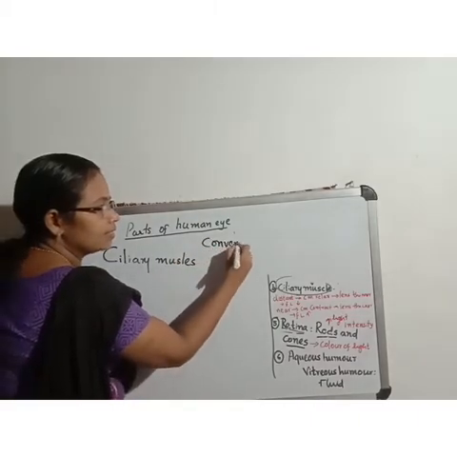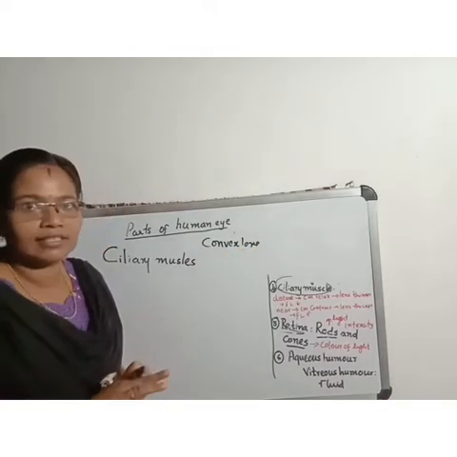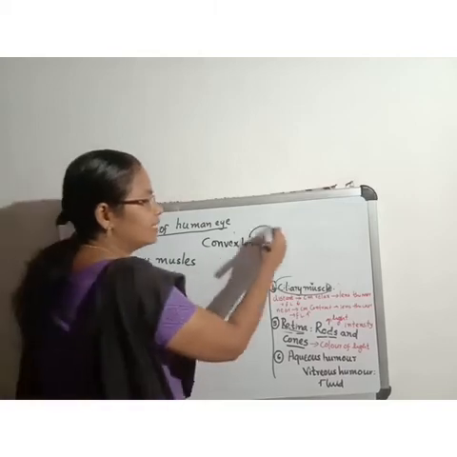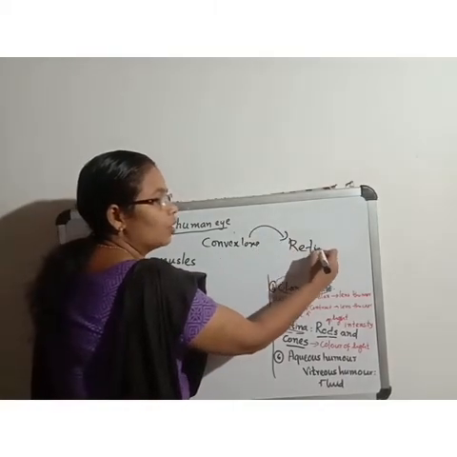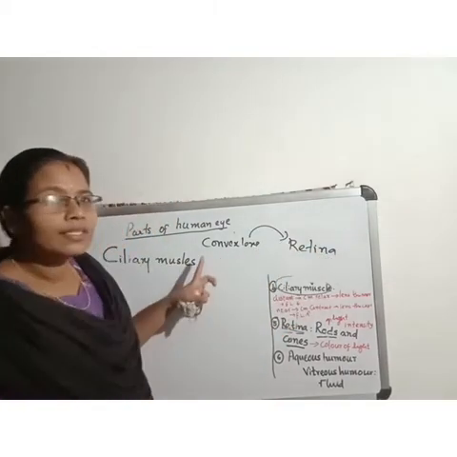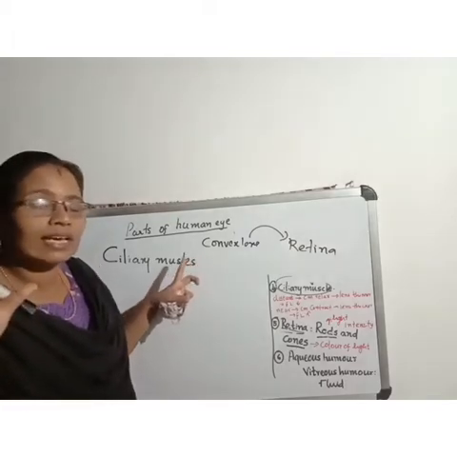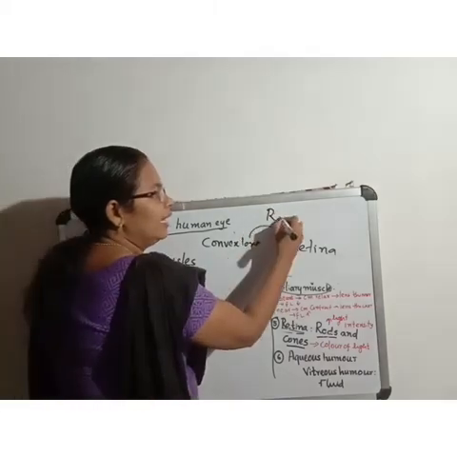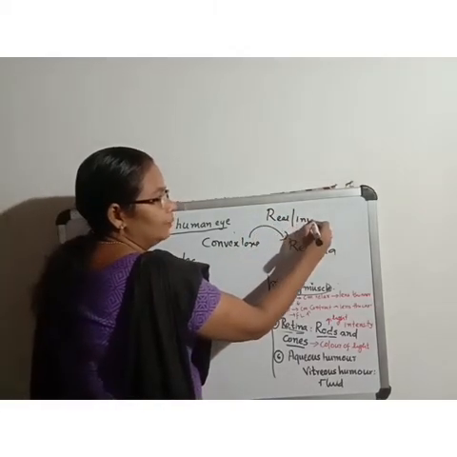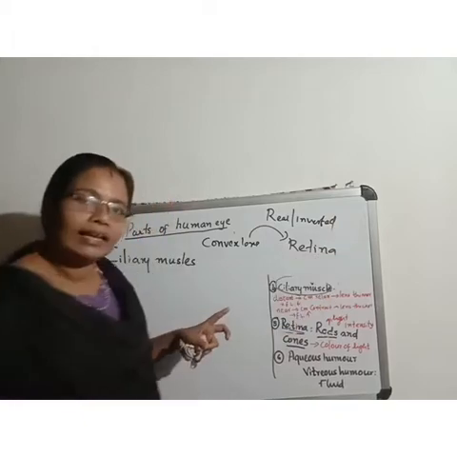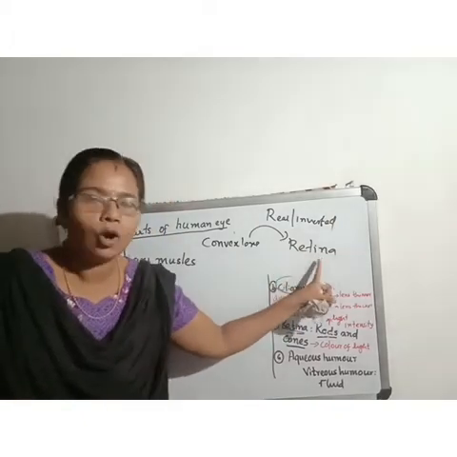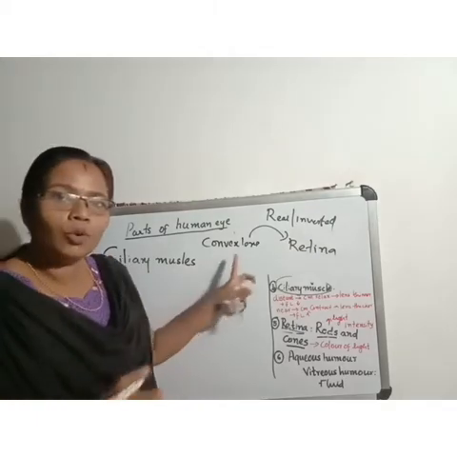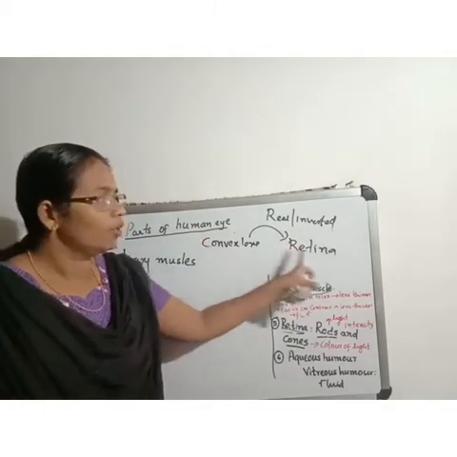The convex lens is inside our eyes, and the image of the convex lens we get on the screen, which is called the retina. And what will be the nature of the image? We are getting a real and inverted image. Real and inverted image we are getting on the retina.